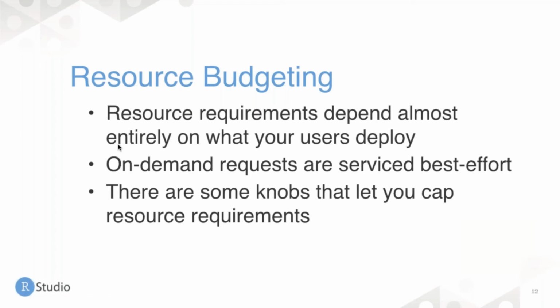So in terms of the philosophy of Connect, on-demand requests are largely what we're servicing when requests are coming in. And those are just going to be serviced on a best-effort basis. As a request comes in for a Shiny application, we're going to do our best to spin up that Shiny application and hope that there's enough memory available on the server. But there are some knobs and some tuning that you can do to cap the resource requirements available to particular applications or different use cases.